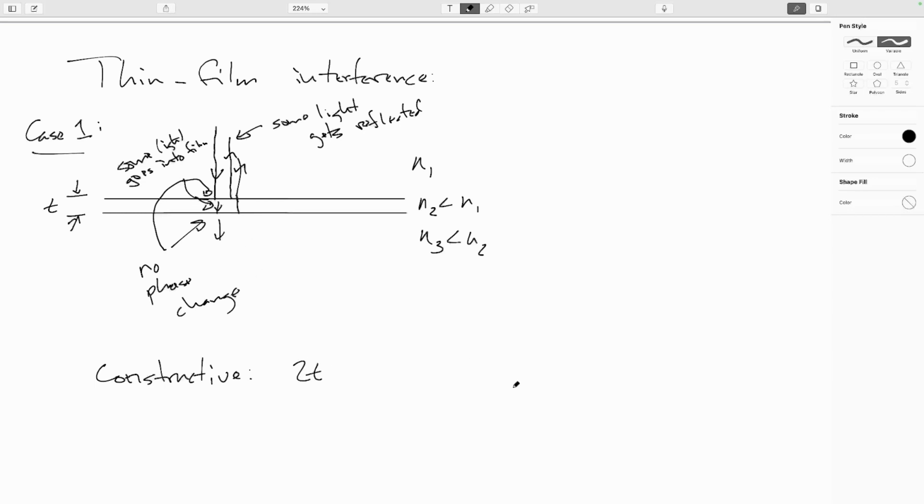Now, if that round trip distance is an integer number of wavelengths, then if I had a crest here and I make a round trip, say 1 wavelength, I'll have a crest that reflected off here, and this will be a crest coming back up like that. So the two bits will have crest meets crest or trough meets trough. So we'll say an integer number of wavelengths. Now we have to be careful. It's the wavelength in the thin film.